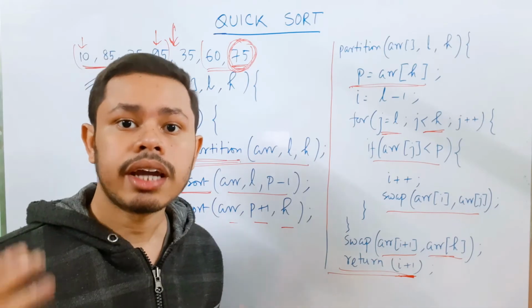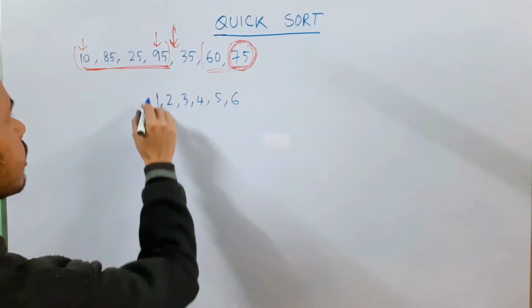Now let's look at the time complexity of quicksort. So now look at this array, right?